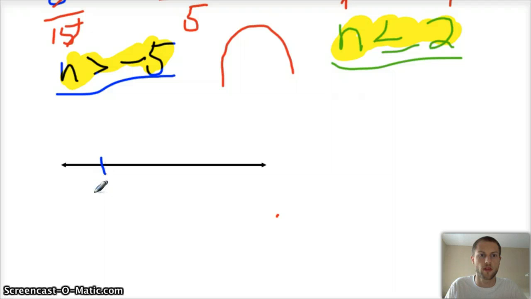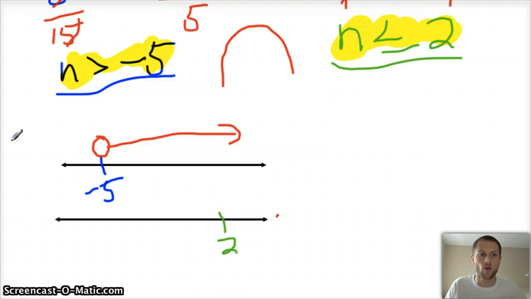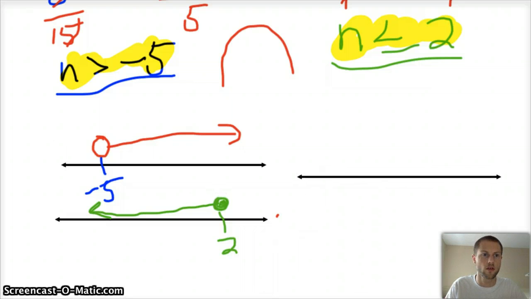So let's put my -5 over here. And if it's greater than, I want an open circle. Greater than -5 will be everything to the right. So that's one inequality. I'm going to do the right-hand inequality underneath it. Here's my 2. I want a filled-in circle because it's less than or equal to, and I'm going to go in that direction. So my final inequality is going to look something like this.